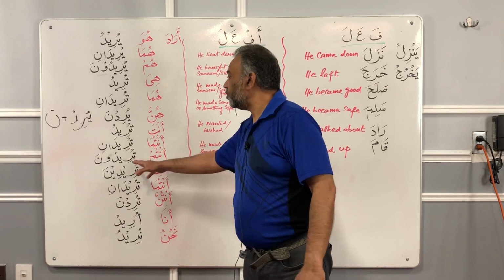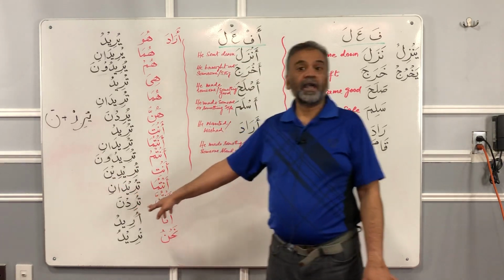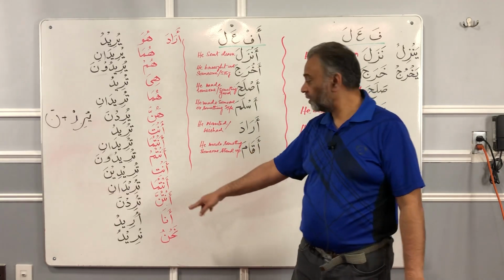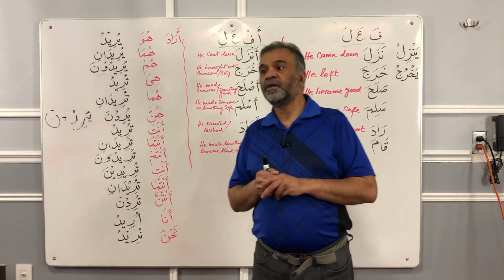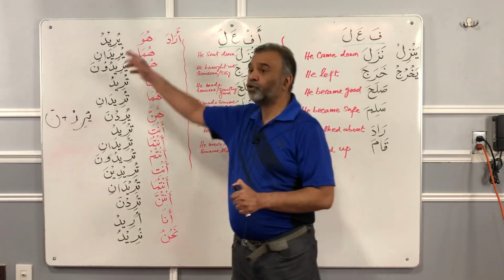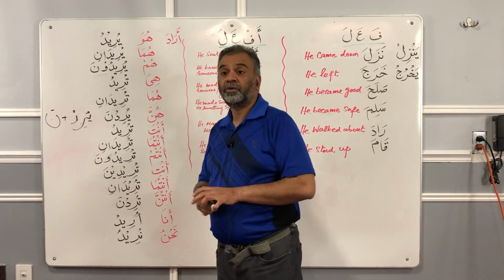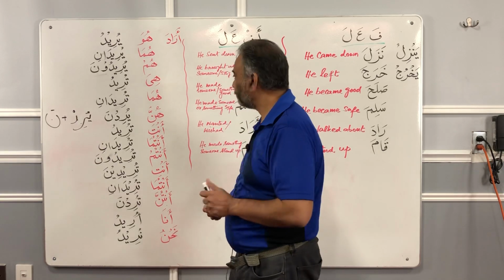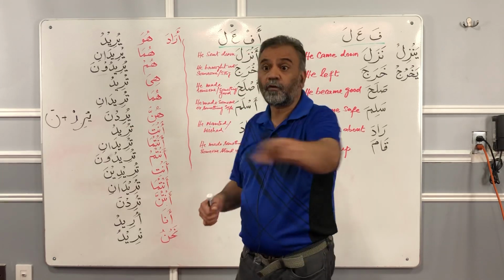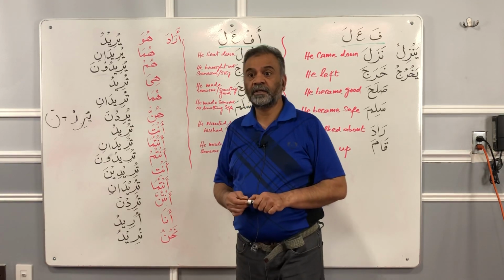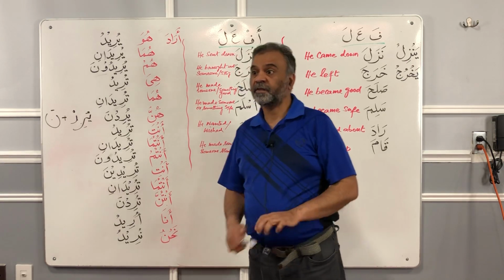Turidu, turidani, turiduna, turidina, turidani, turidna. Again, antunna, turidna. Uridu, nuridu. Uridu, I want. Nuridu, we want. Yuridu, he wants. Turidu, she wants or wished. Turiduna, you all want. Turidna, you all want, females, second person.